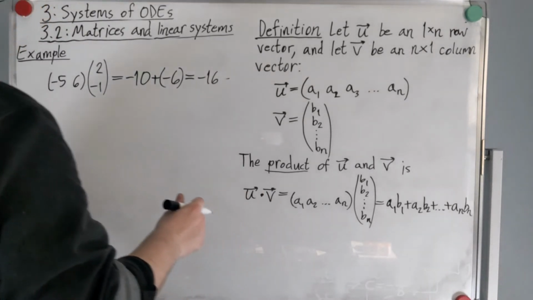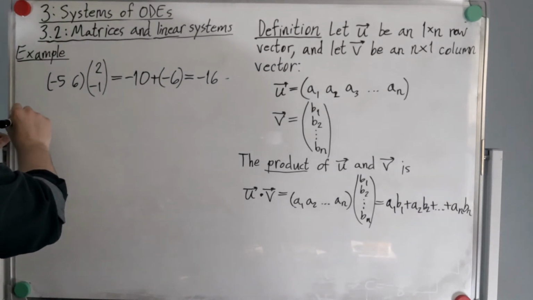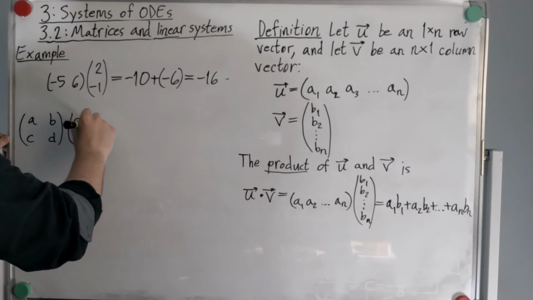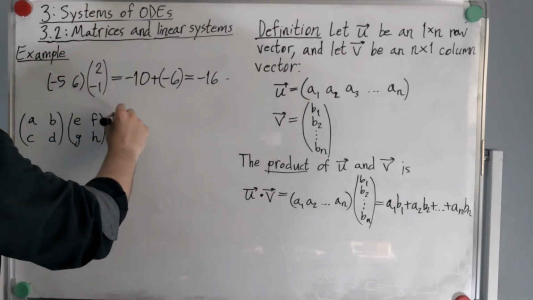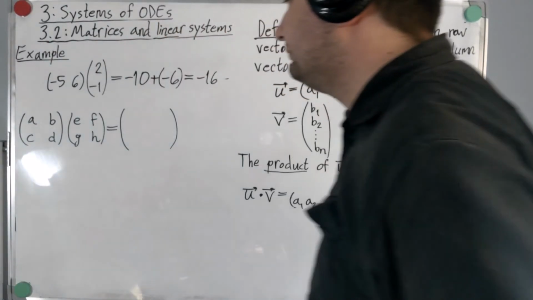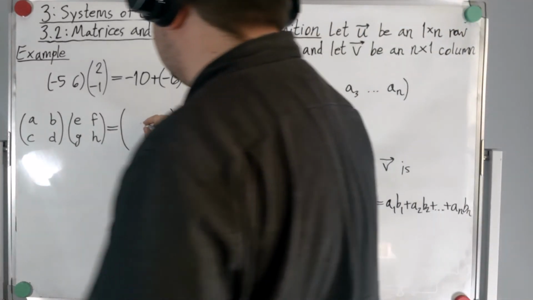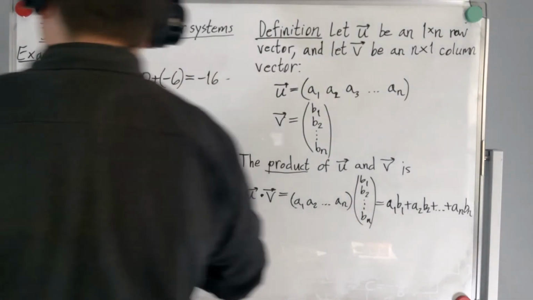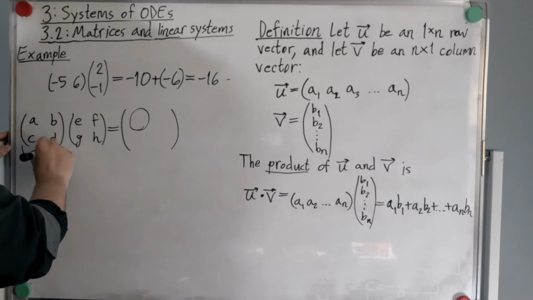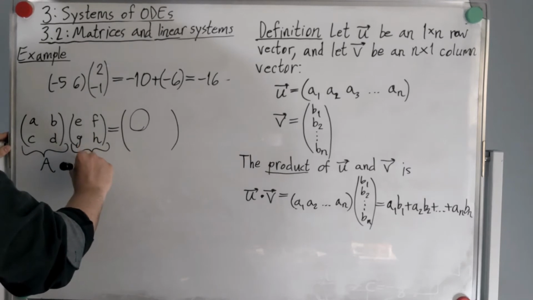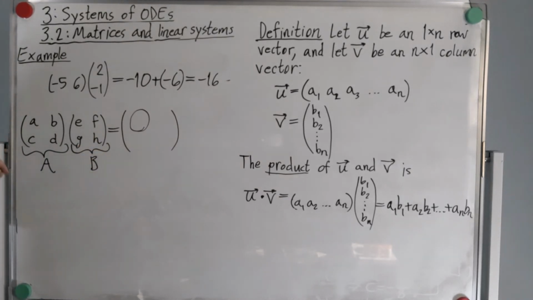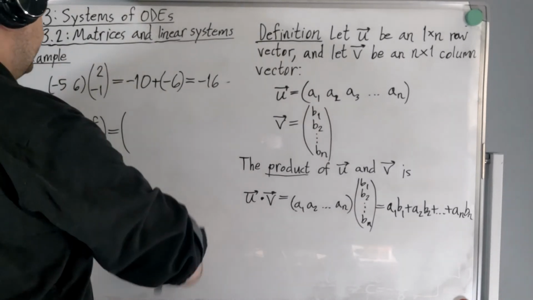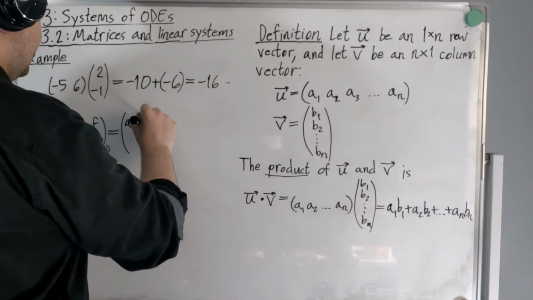So now we can finally define multiplication of two matrices. If you have A, B, C, D, and you're multiplying that by E, F, G, H, here's how you do it. This is the first row, first column. So what you're going to do is take the first row of this matrix on the left, which we'll call A, and this one on the right we'll call B. The first row of A times the first column of B, dot product. So what that comes out to be is A times E plus B times G.